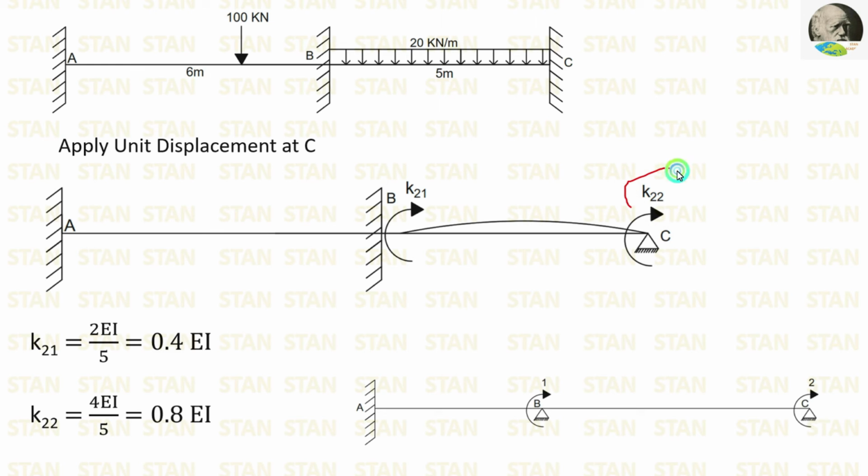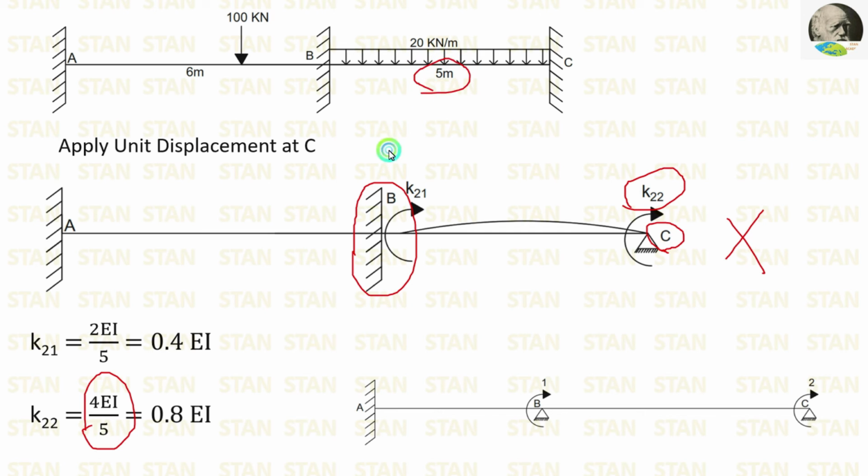Now let us calculate K22. For that, from the point C, we have to look on both the sides. On the right side, there is nothing. On the left side, we are having a fixed support. If the parent is fixed, the formula is 4EI by L. The length of BC is equal to 5 meter. We can apply. Finally, we are getting 0.8 EI.